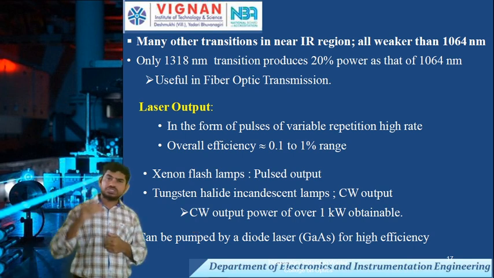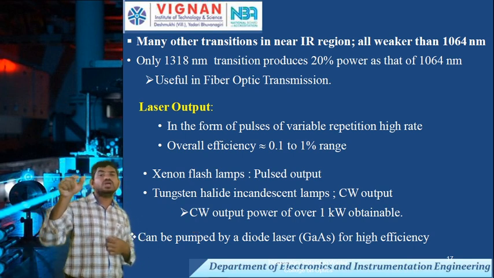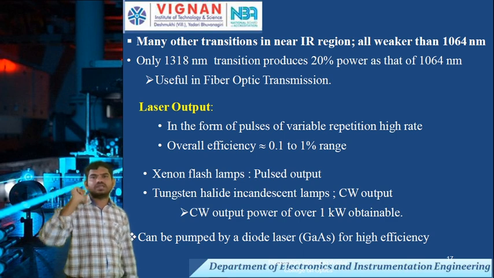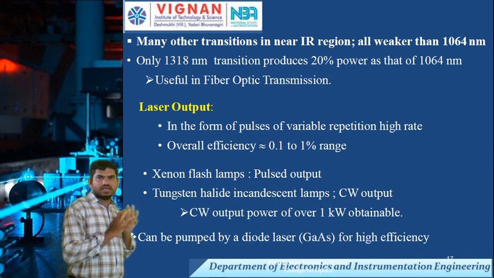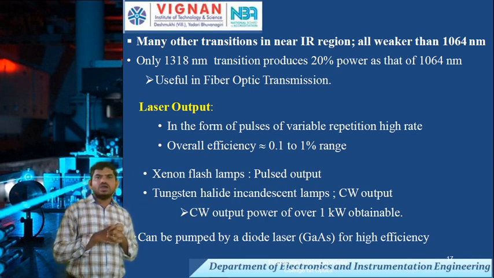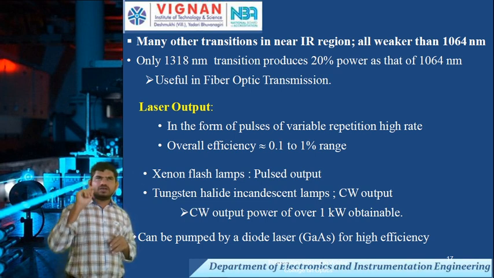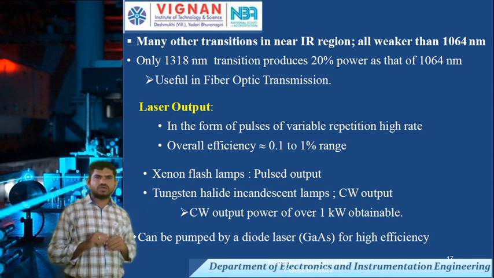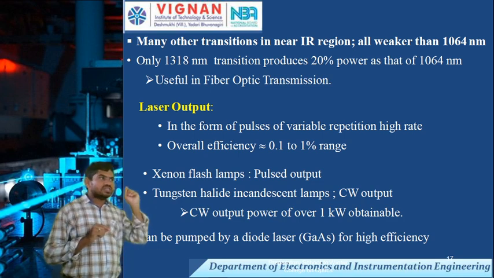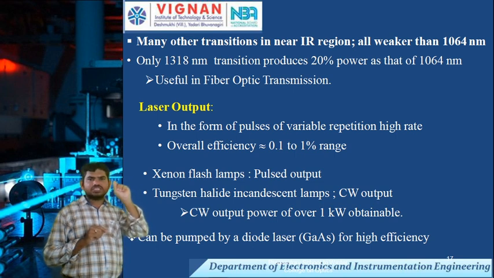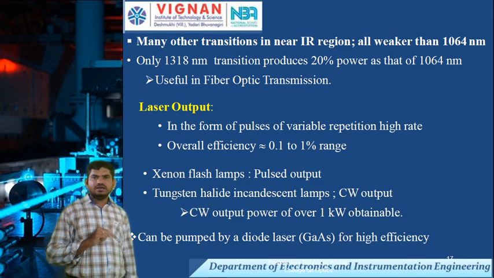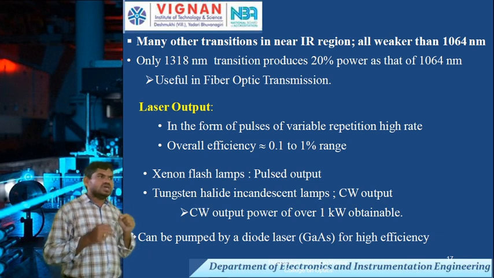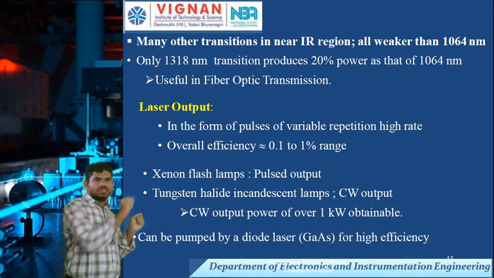Now, there are many other transitions in the near IR region. We get the laser beam output within the infrared region only. All are weaker than 1064 nanometers. Only the 1318 nanometer transition produces 20% of the power of the 1064 nanometer transition.